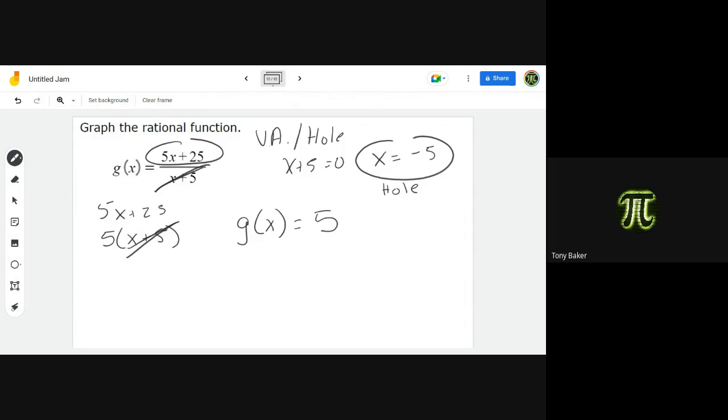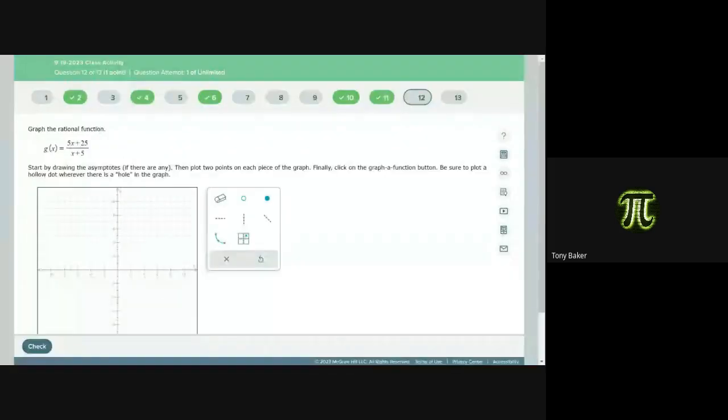So to graph this one, I have a hole at -5, 5. Okay. And then I can literally just put 2 points on either side of it.